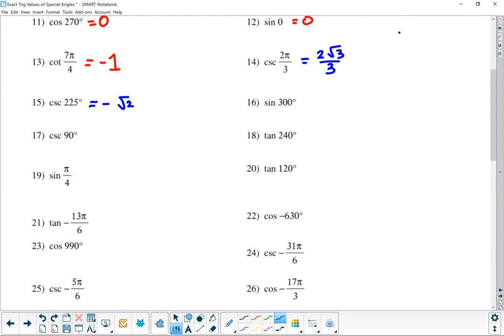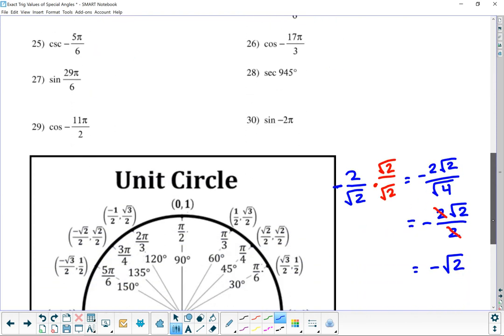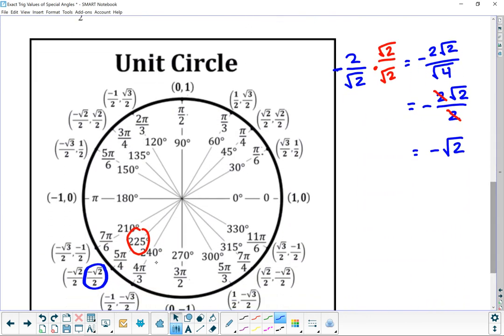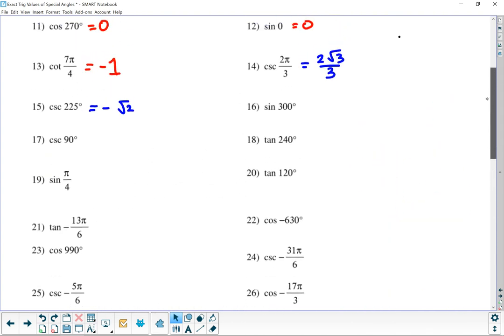Okay. Number 16, 300 degrees. We want the sine of that. This one should be easy. 300 degrees is right there, and the sine is going to be the y value. So we're looking at just that value, negative radical 3 over 2.